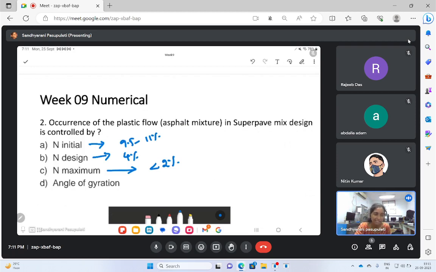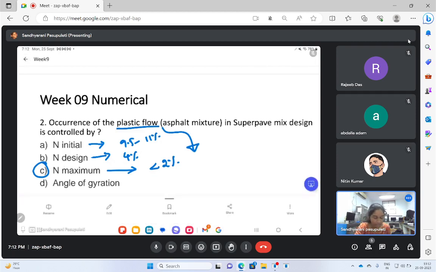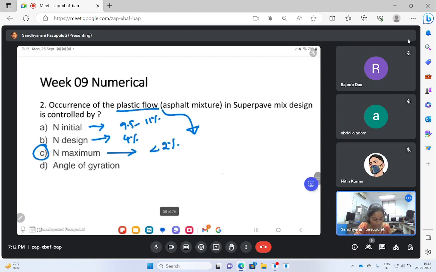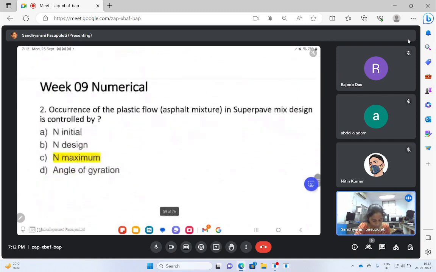If the air voids are less than 2%, which implies that most of the voids are filled with bitumen, then we do not have sufficient space, which implies plastic flow in the future. So whenever we are checking for N maximum, we are indirectly checking the plastic flow occurrence. So option C.